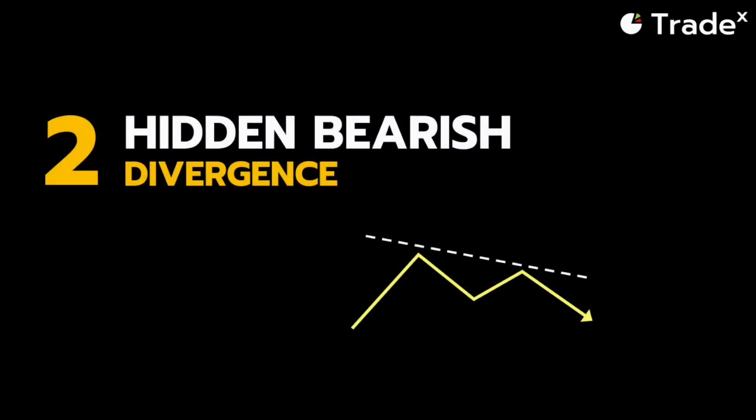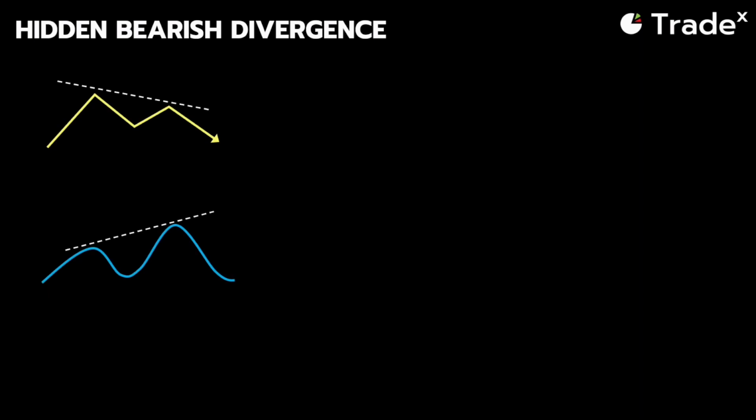Next, we have number 2, hidden bearish divergence. This pattern appears when the price is in a downtrend and continues to push lower. It occurs when the price forms a lower high, while the RSI makes a higher high. This indicates that, even though momentum strengthens, the price shows no sign of rising. Hidden bearish divergence therefore signals that the downtrend is likely to persist.